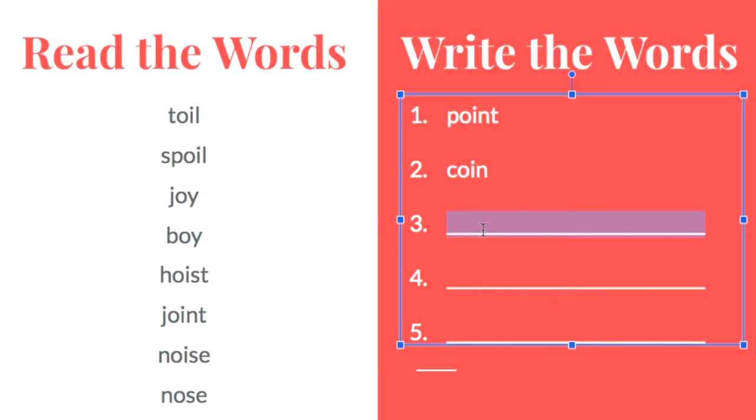There are only 2 sounds in toy. Toy has the sounds t, oi. It does say oi, and it's at the end of the word this time, so we're going to use the OY pattern. Toy is spelled t, t, oi, oy.